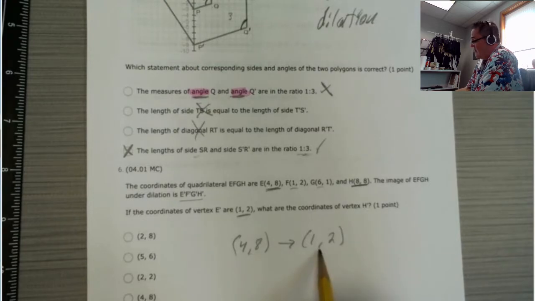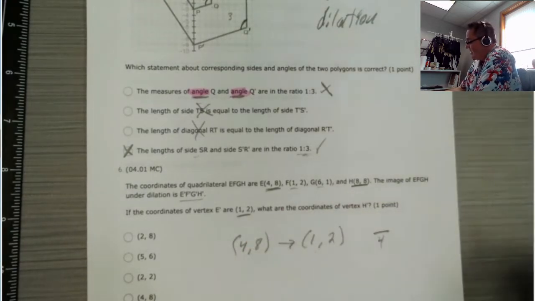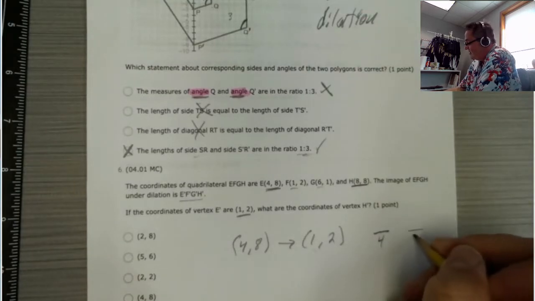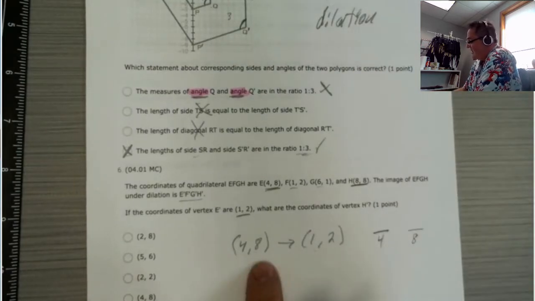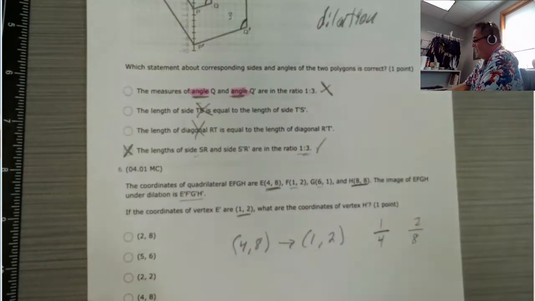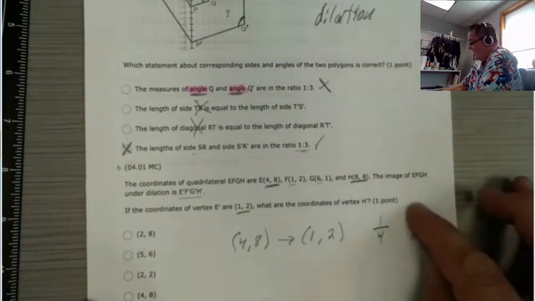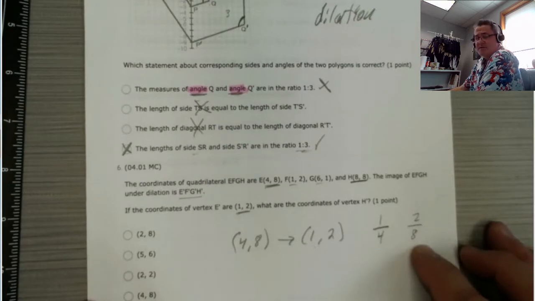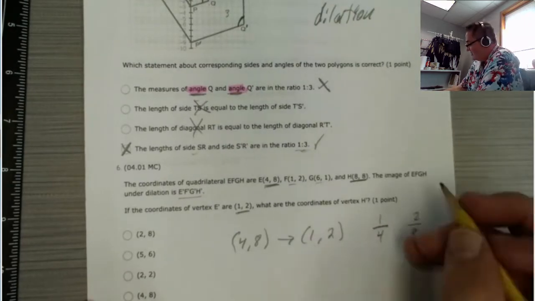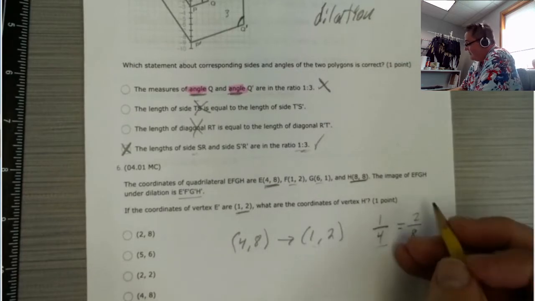See, if we don't know, we can just take the original and put it on the bottom here, either one of them. I'll do both of them, and take what it ended up and put it on the top. It ended up a 1, it ended up a 2. 1/4 must have been the scale factor. 2/8 must have been the scale factor. Why do we have two scale factors? Those are the same number, right? 1/4 is the same as 2/8. So 1/4 is our scale factor.